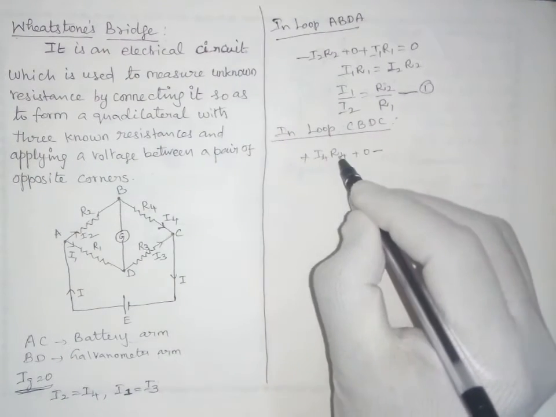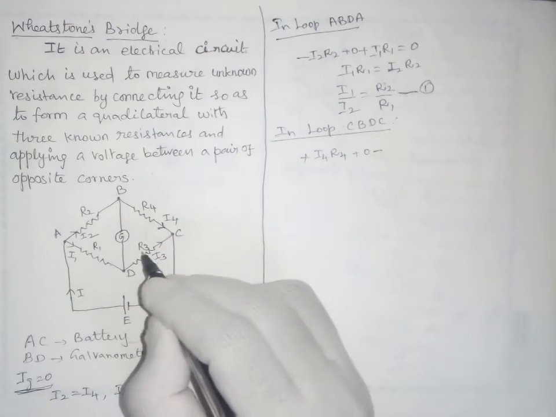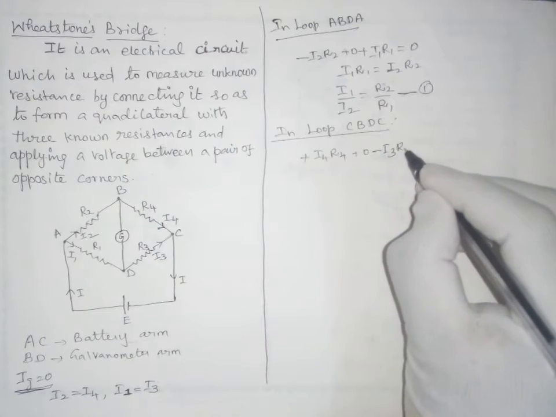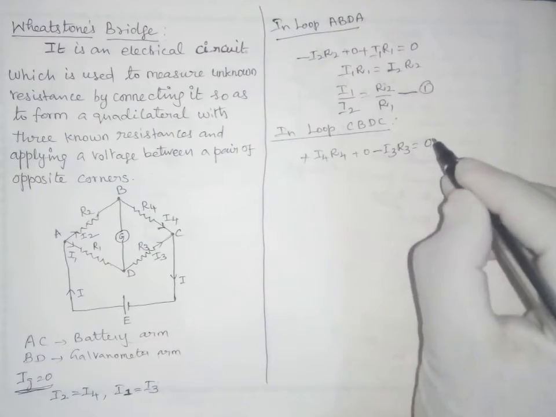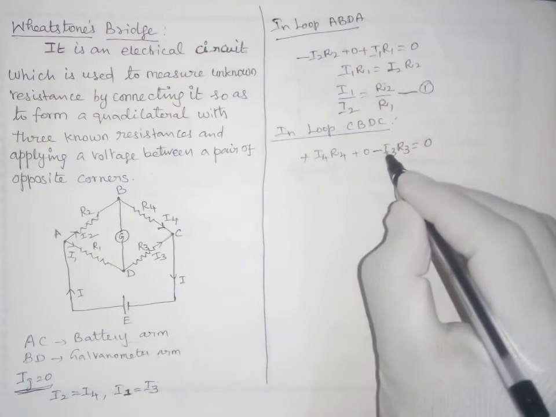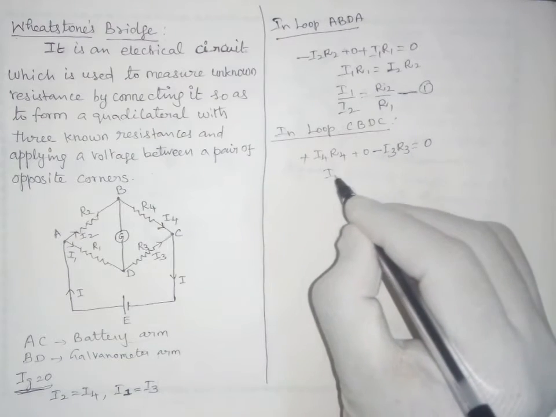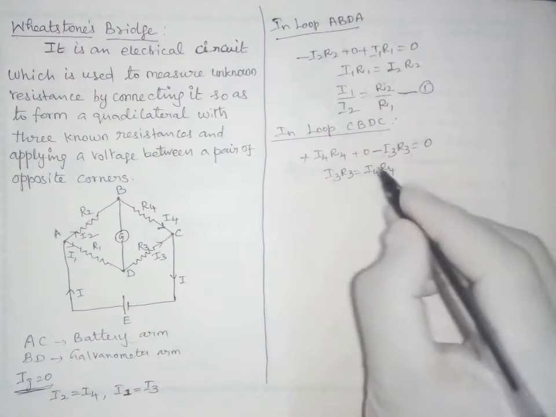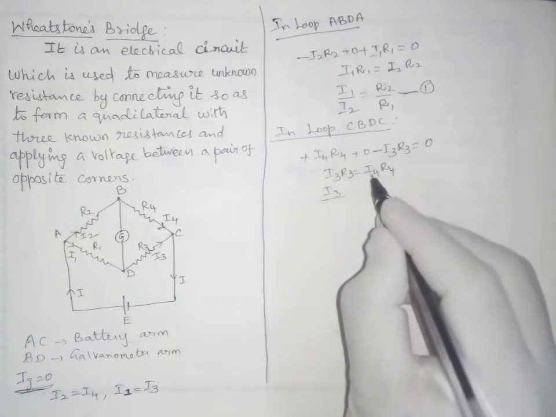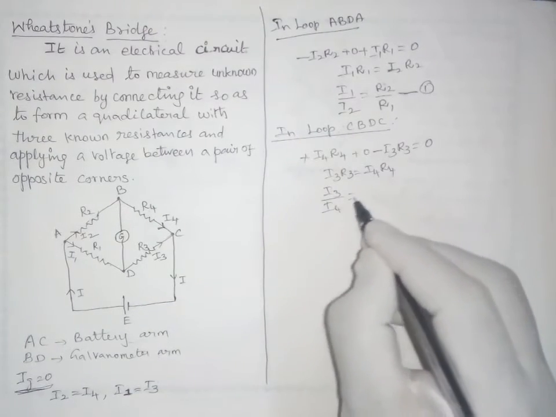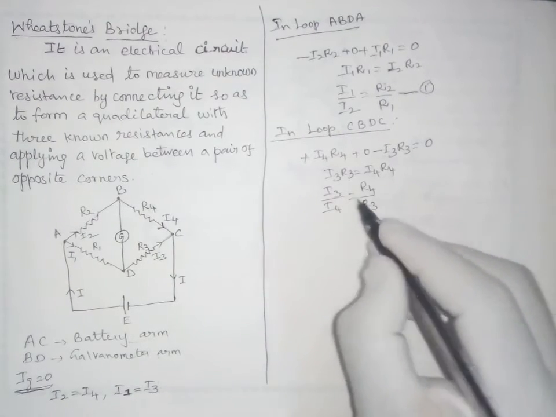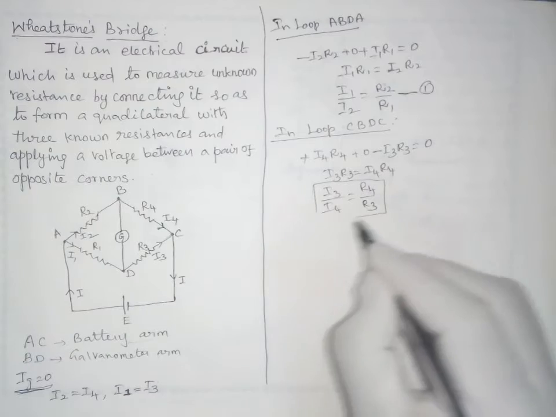So I4 R4 is positive and I3 R3 is negative, so the difference is equal to 0. Taking this to the other side, we can write I3 R3 equal to I4 R4. So I3 by I4 equal to R4 by R3, since R3 is taken to the right side. So this is equation 2.